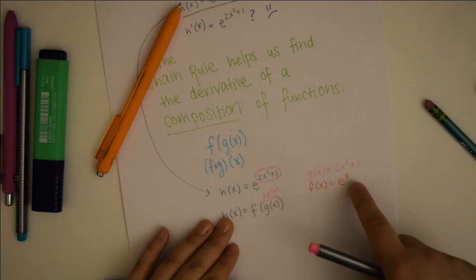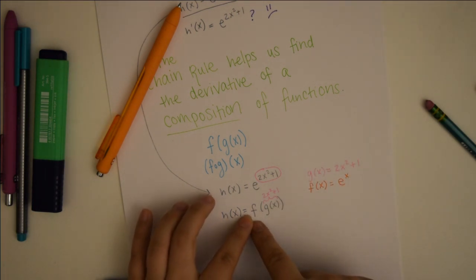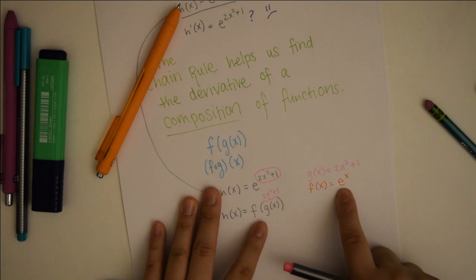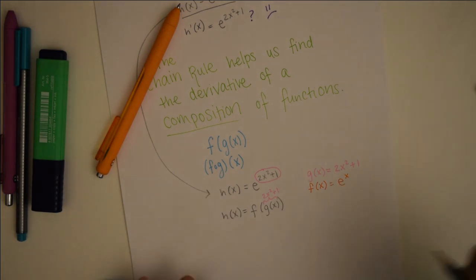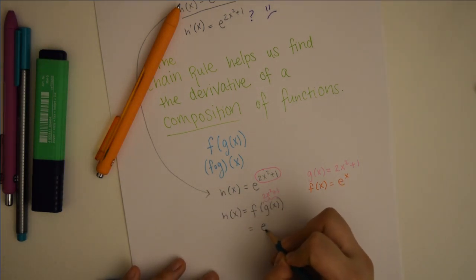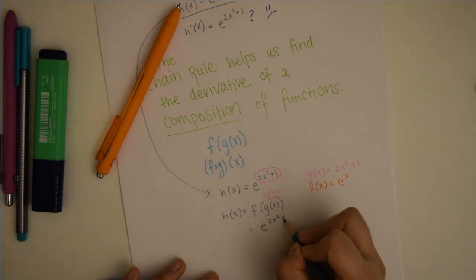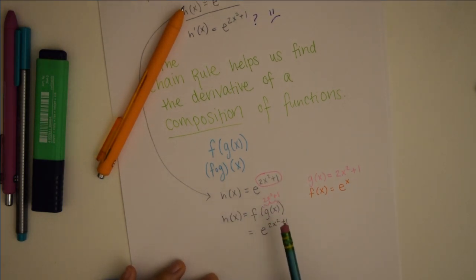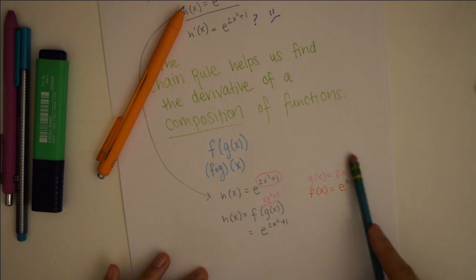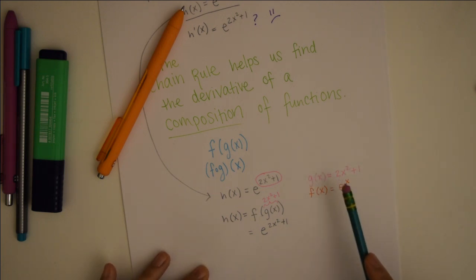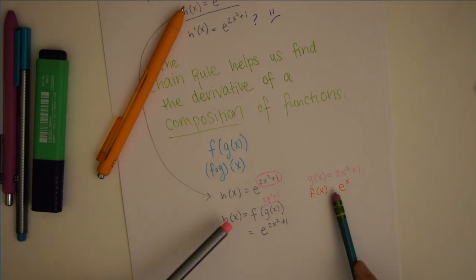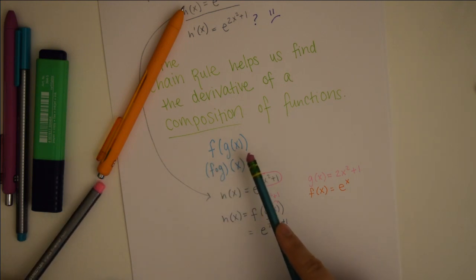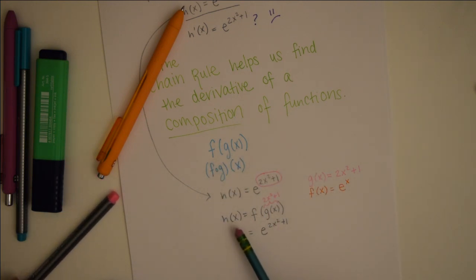Well, if I input 2x squared plus 1, my f of that tells me it's e to the 2x squared plus 1. So you can see it's e to the 2x squared plus 1, which is my h of x. So I'm picking my f and g functions such that f of g of x is equal to h of x. So what does that mean?